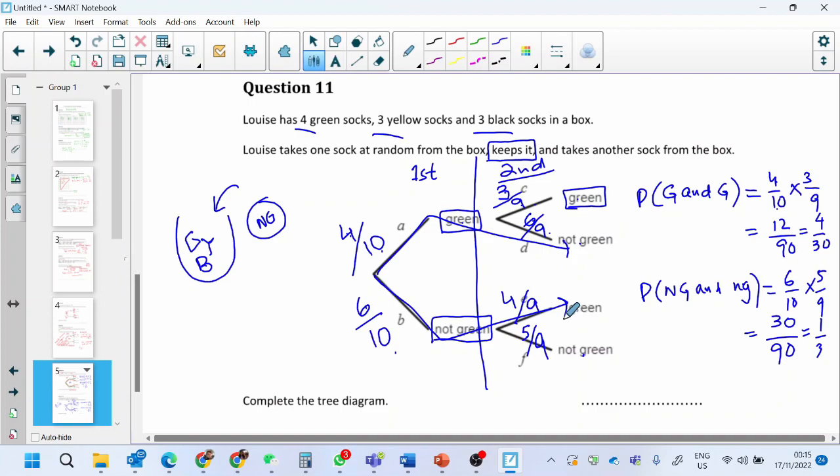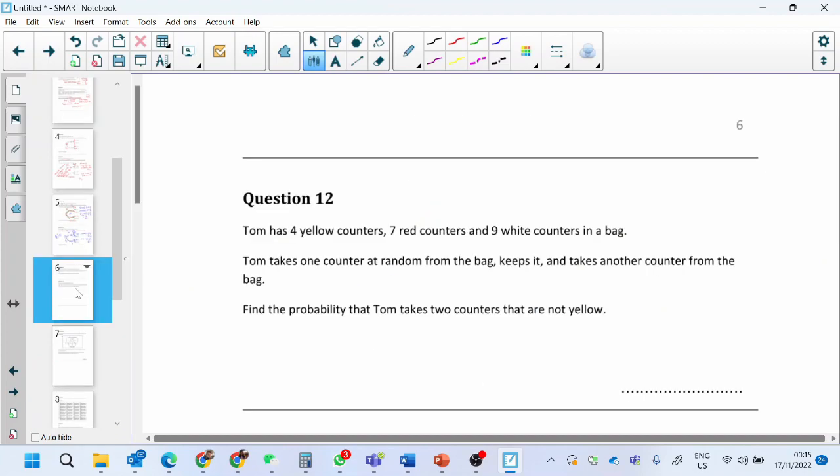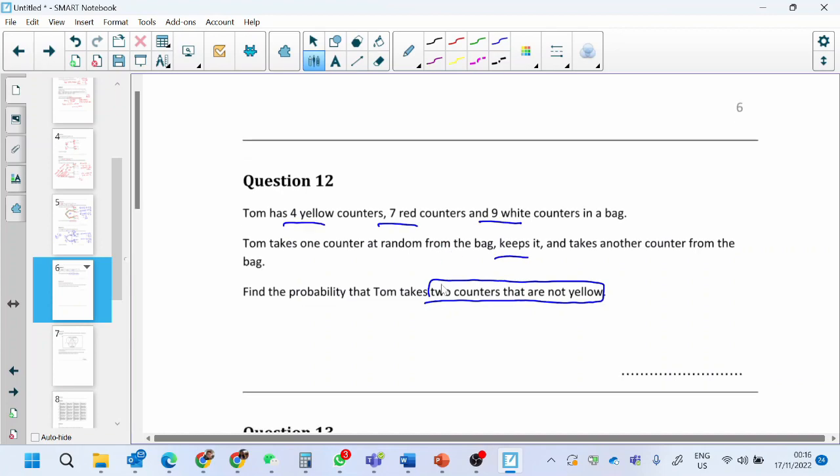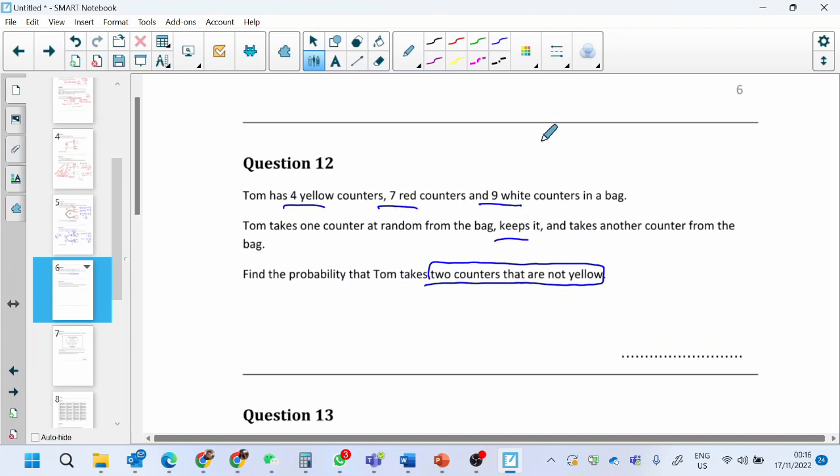Or they can say, it says Tom has 4 yellow counters, 7 red counters, 9 white counters in a bag, keeps it and takes another counter from the bag. Find the probability he takes two counters that are not yellow. So here they have not given you yellow and not yellow. You have to find yourself the probability of yellow and not yellow.